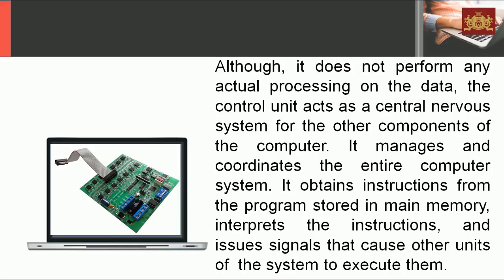Although it does not perform any actual processing on the data, the control unit acts as a central nervous system for the other components of the computer. It manages and coordinates the entire computer system. It obtains instructions from the program stored in main memory, interprets the instructions, and issues signals that cause other units of the system to execute them.